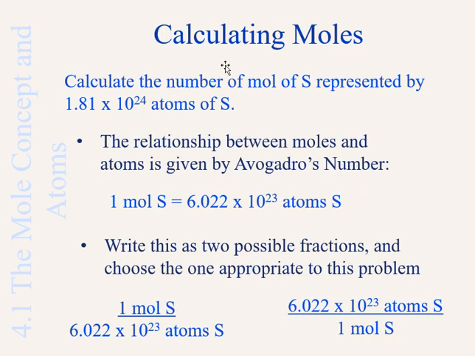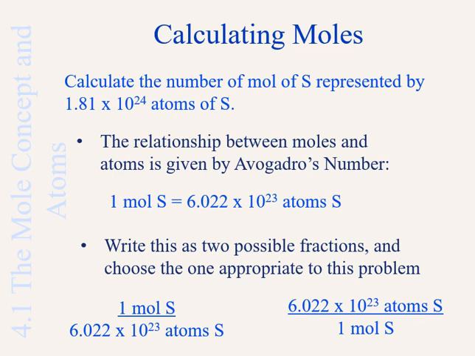Calculate the number of moles of sulfur. S stands for sulfur. Calculate the number of moles of sulfur represented by 1.81 times 10 to the 24 atoms of sulfur. That's a lot of atoms of sulfur. But how many moles is it? How do I find that out?